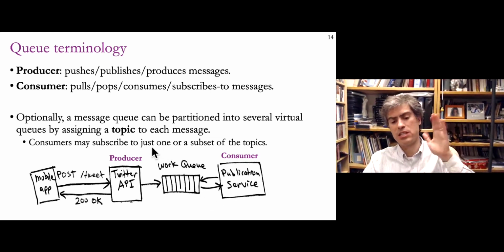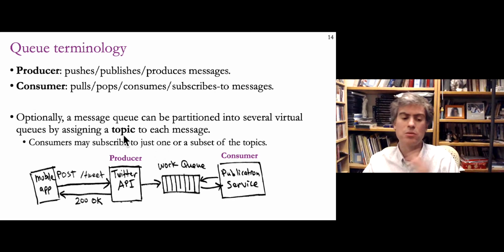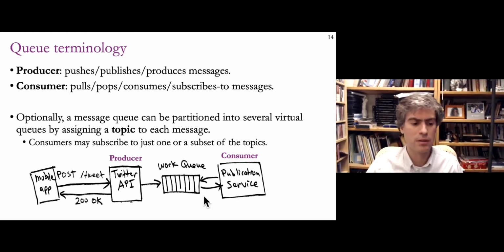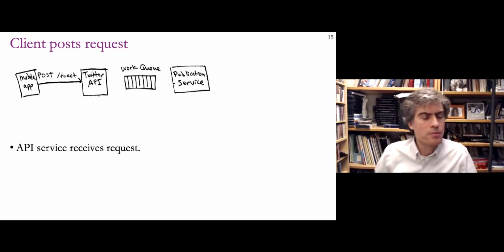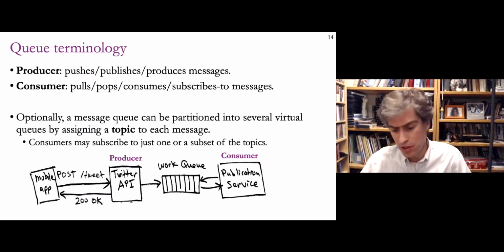Right, but if you have multiple topics, what that allows is the consumer to only get messages for that one type if it wants to. Okay. So it allows you to use one physical machine or set of machines to implement multiple queues by having different topics on that.